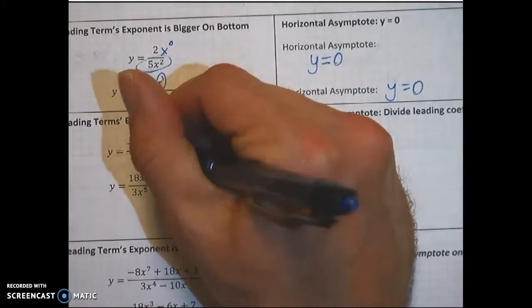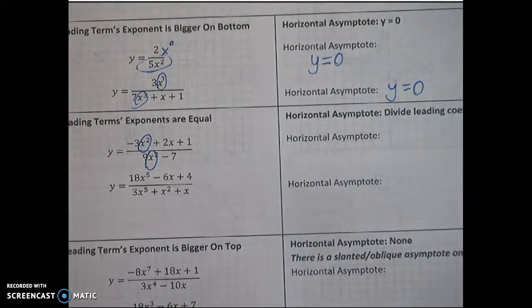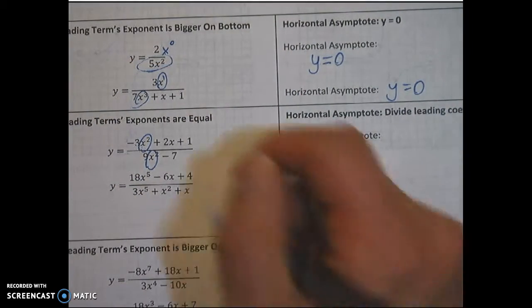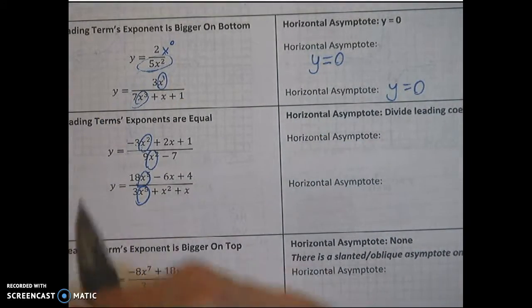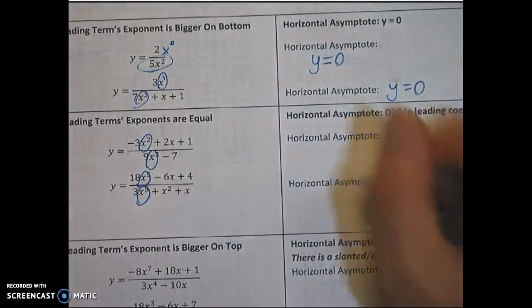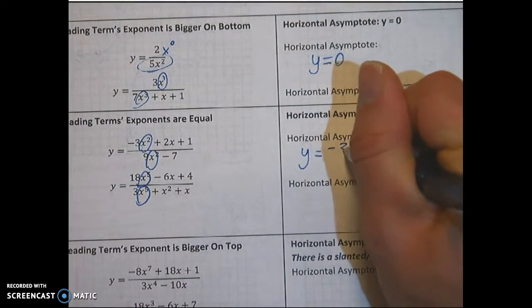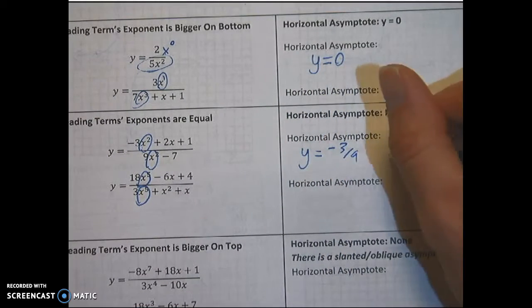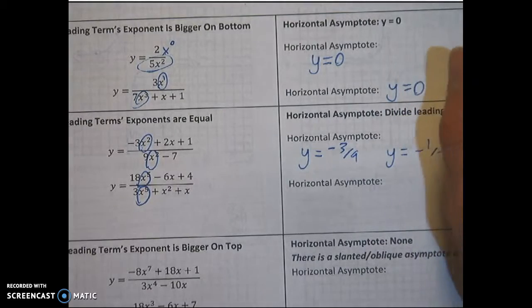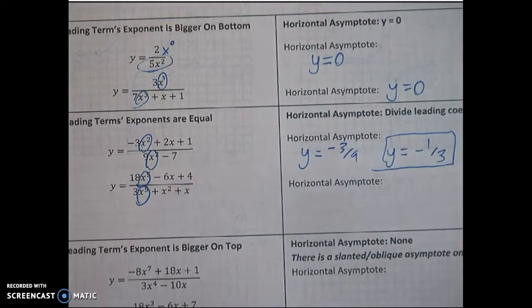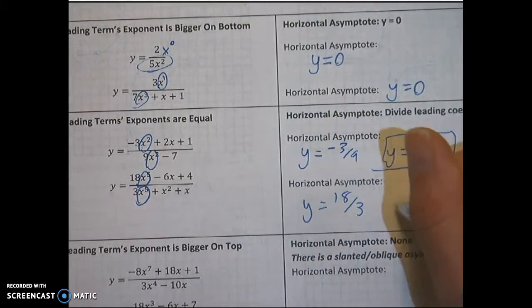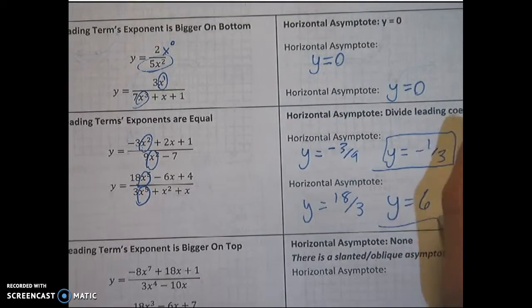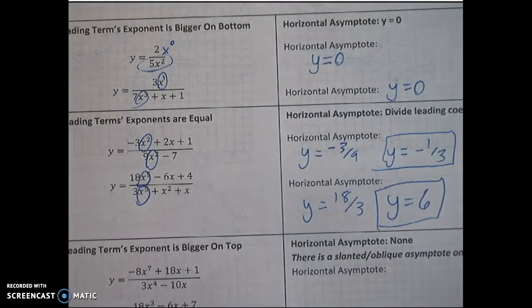Now, if the exponents are the same, the leading exponents I should say, like x squared is the same as x squared, x to the 5th is the same as x to the 5th, then you must divide the leading coefficients. So it's y equals -3 over 9, or if you prefer, y equals -1/3 is where the horizontal asymptote is for that one. And here it's going to be y equals 18 over 3, or when you reduce that, y equals 6 is where the horizontal asymptote is going to be.